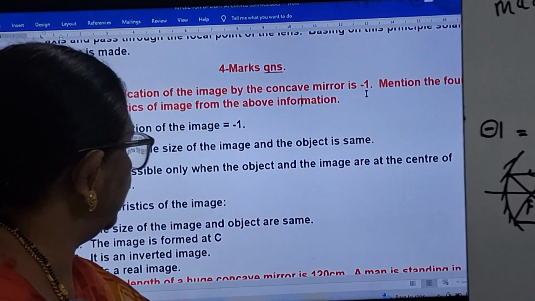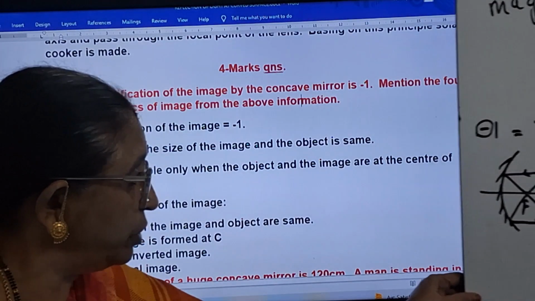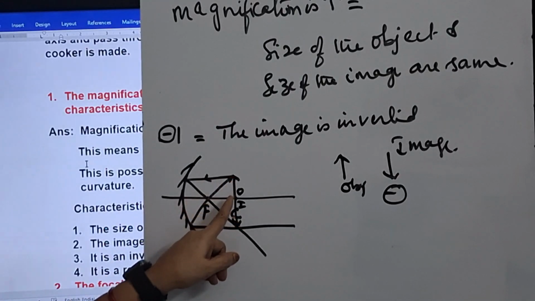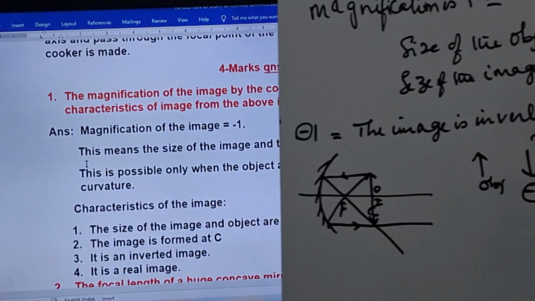The magnification of the image formed by a concave mirror is -1. Mention the 4 characteristics of the image from the above information. So the answer is like this, see, children. Magnification of the image is -1. This means the size of the image and the size of the object are the same. And this is possible only when the object and image are at the center of curvature. This is what I have shown you here, children. Only when the object is at the center of curvature will the object and image both have the same size. In other cases, it is impossible, children.